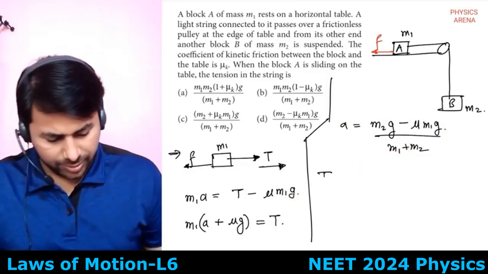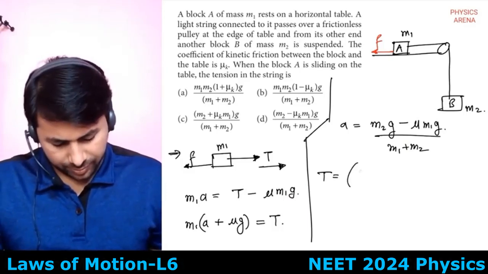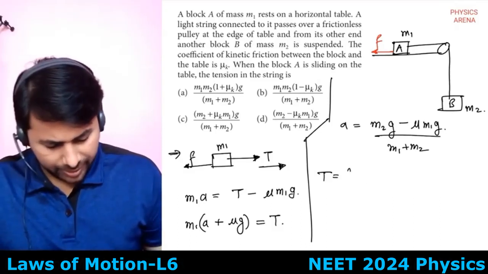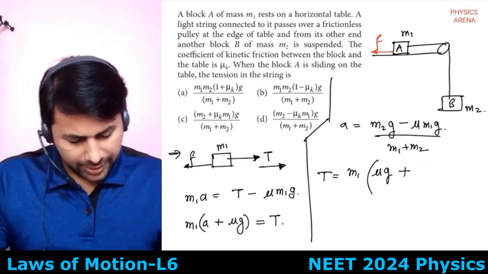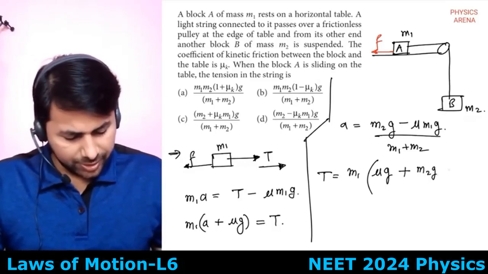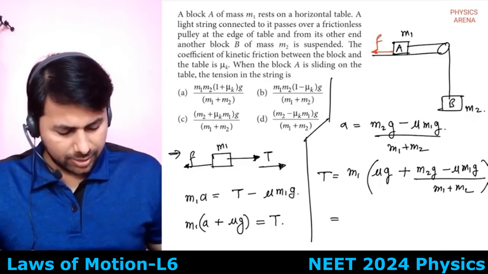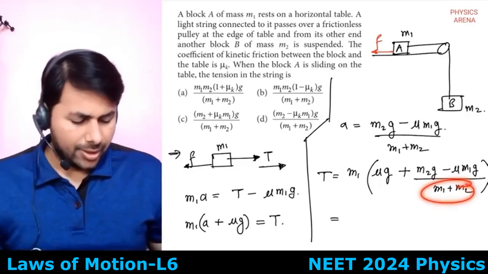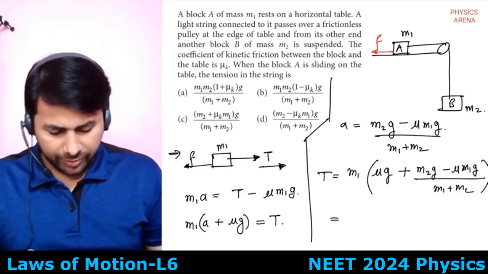Now just put it here. So T is equal to m1 multiplied by mu times g plus acceleration, which is m2 into g minus mu times m1 into g divided by m1 plus m2. You multiply it out. So it is m1 multiplied by this thing.